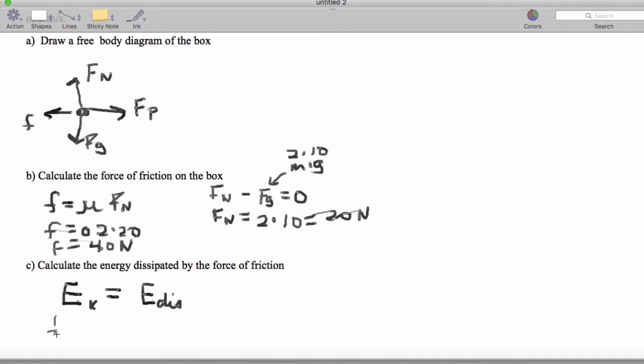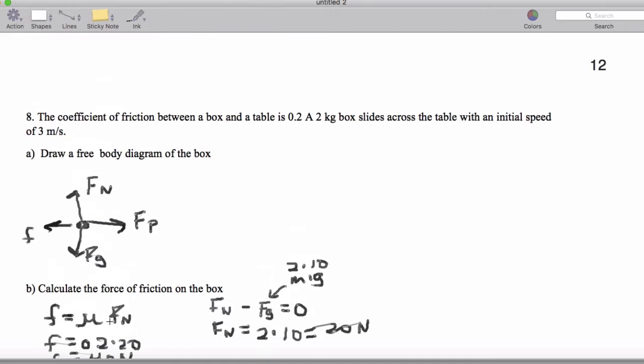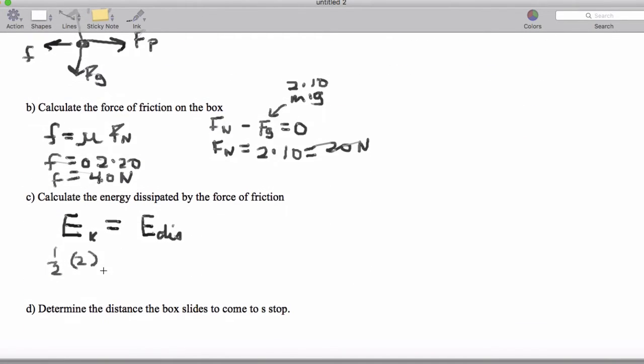Let's calculate that. That's going to be 1/2. The box has a mass of 2. Its initial speed was 3 meters per second. And so we can actually say that this is 1/2 times 2 times 3 squared is E dis. That's going to give us 9 joules of energy.